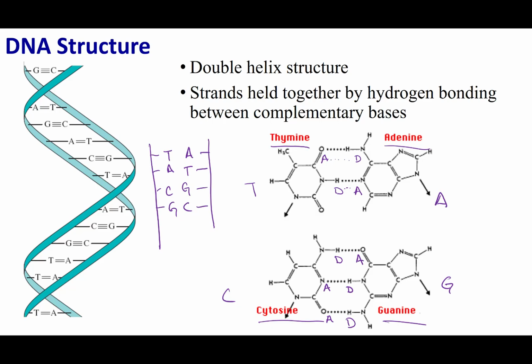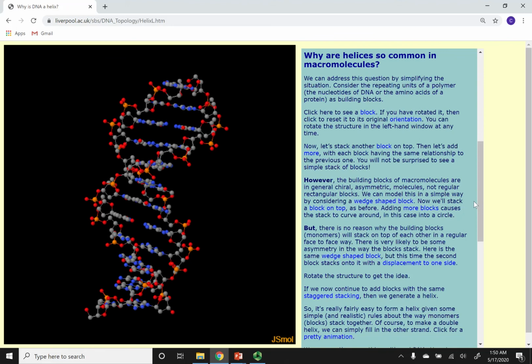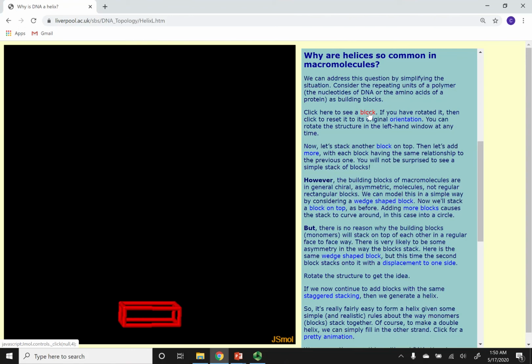Now, one thing that is famous about DNA is not only is it double-stranded, but it has this helical twist to it. So let's explore why there's a helix in DNA. To do this, I'm going to use a different little website that builds molecules for us. So let's start out with one block. Remember, DNA is a polymer made out of monomers, where the monomers are the nucleotides. So here's my block, and I can go ahead and rotate it around.